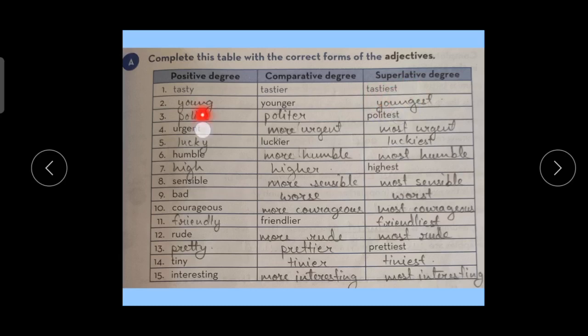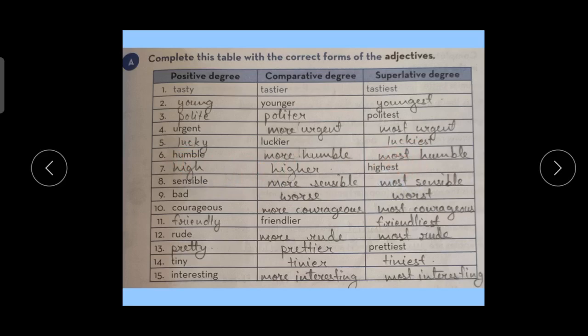Young is the positive degree. Comparative degree will be younger, superlative youngest. Polite, politer, politest. Urgent, more urgent, most urgent. Lucky, luckier, luckiest. Humble, more humble, most humble.